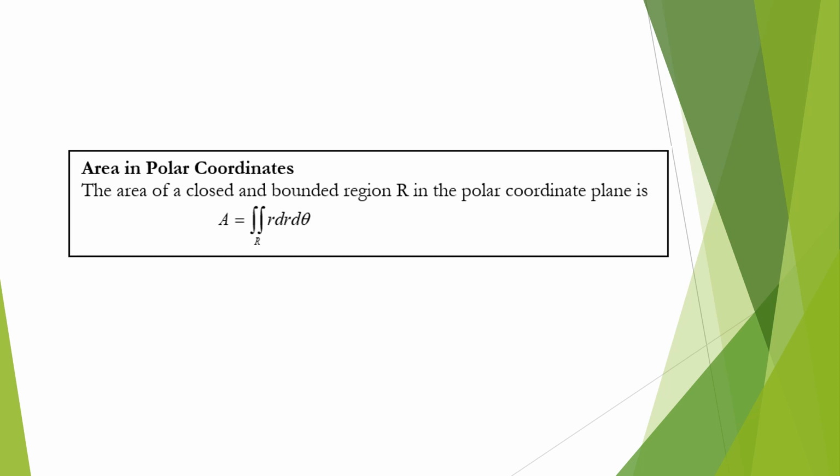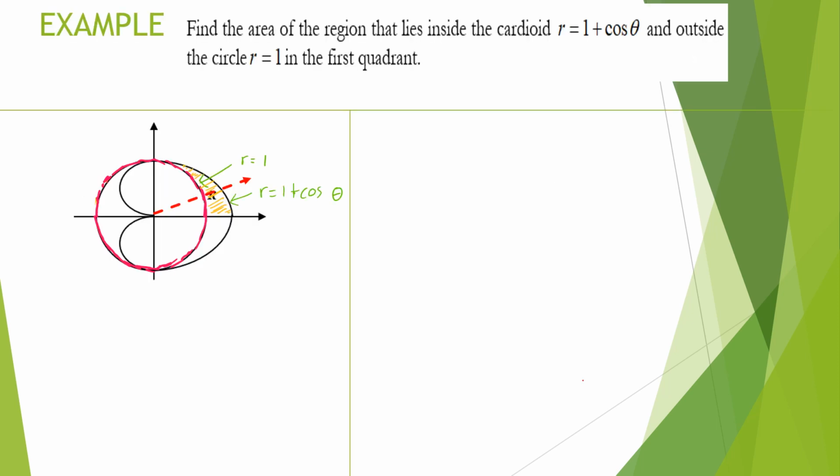Here is the formula to find the area in polar coordinates, where A is the area, which is the double integral of r dr d theta over region R. Look at our example here. Find the area of the region that lies inside the cardioid r equals 1 plus cos theta, and outside the circle r equals 1 in the first quadrant.